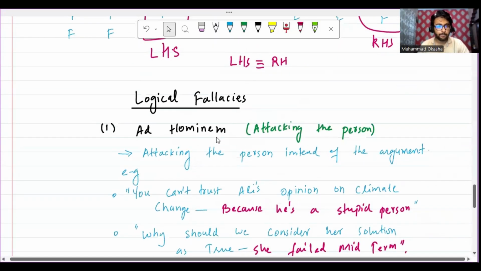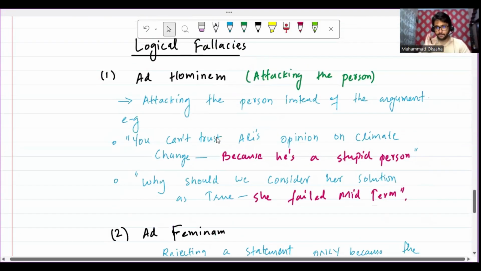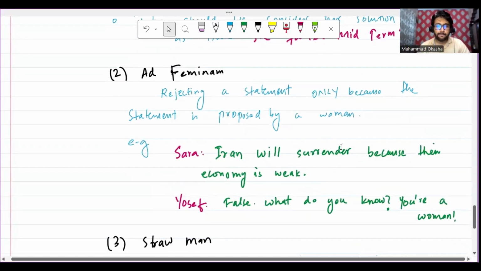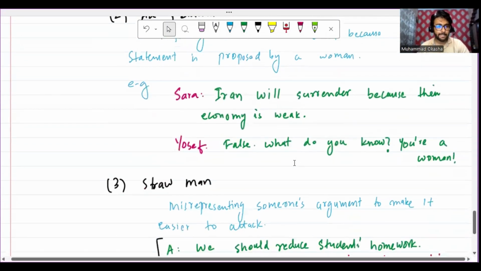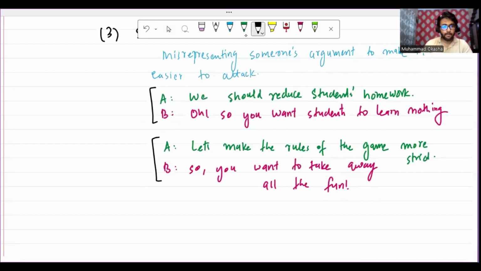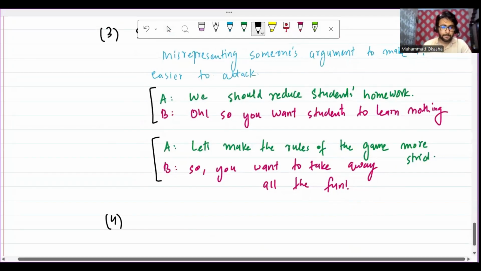Okay, so ad hominem is attacking the person. You just attack the person right away. So you're a stupid person, right? And you can't trust Ali's opinion on something because, well, he's a stupid person or she failed the midterm, something like that. And ad femina means you reject someone's opinion only because it is proposed by a woman. That's ad femina. Straw man means you misrepresent someone's argument to make it easier to attack.